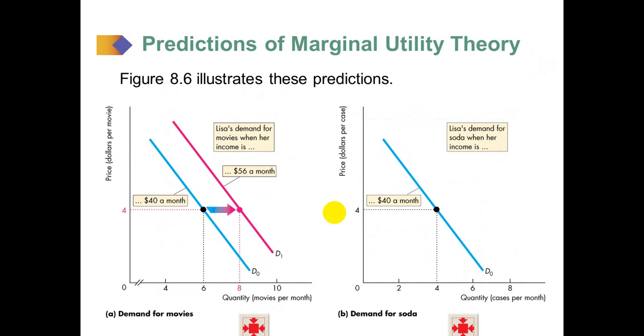So Lisa's demand for movies shifts right because a movie is considered a normal good. So if income increases, the demand for normal goods will shift the curve. The demand curve will shift to the right. And the demand curve for soda also will shift to the right. So she will consume 8 units of movies and 6 units of soda.